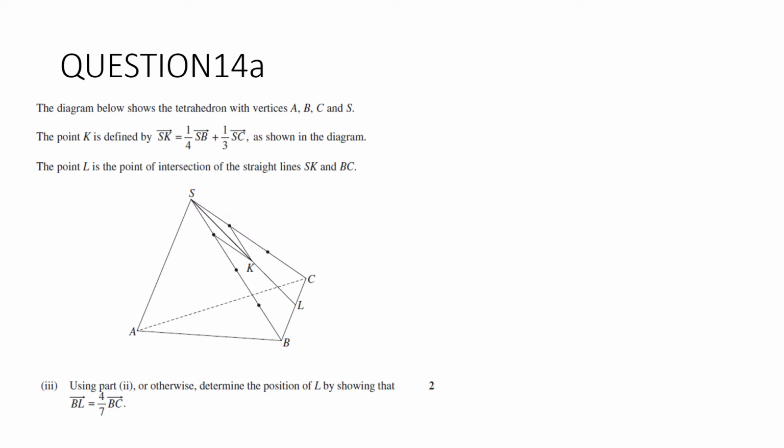The diagram below shows the tetrahedron with vertices A, B, C, and S. The point K is defined by this, as shown in the diagram. The point L is the point of intersection of the straight lines SK and BC. Part 3, using part 2 or otherwise determine the position of L by showing that this is true. Okay, so we're going to start by saying, well, SL must be equal to some proportion, let's call it alpha, of SK.